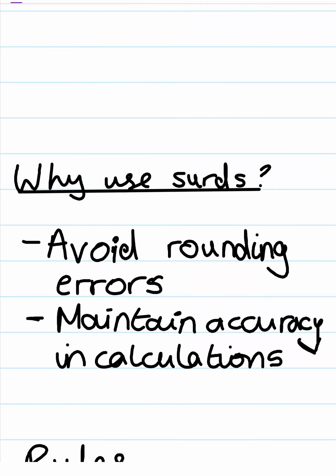For example, imagine you're doing a big calculation with the square root of 2. If you rounded it to 1.41 and then multiply, divide, add, subtract, square it in a calculation, the error margin grows. However, if you keep it as the square root of 2 until the very end, your answer is perfectly accurate, which is why we use surds where we can.